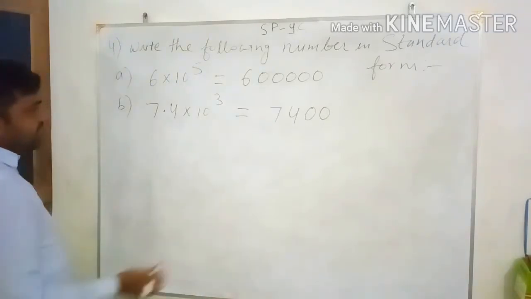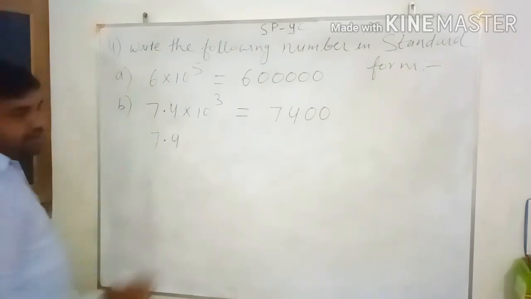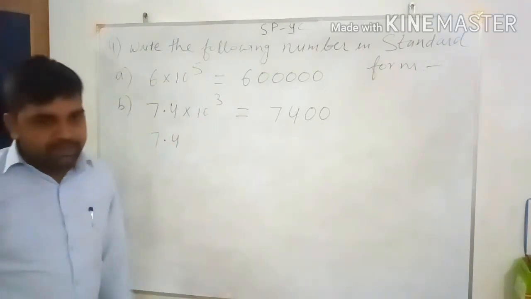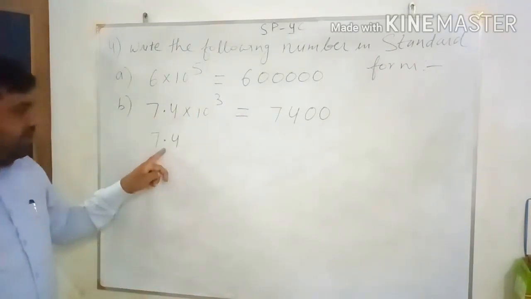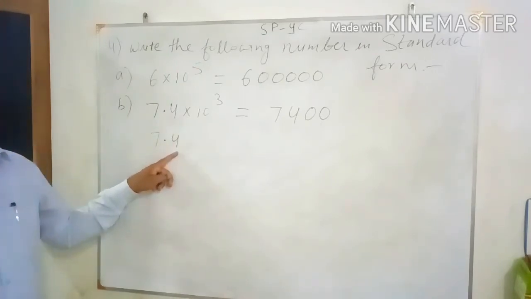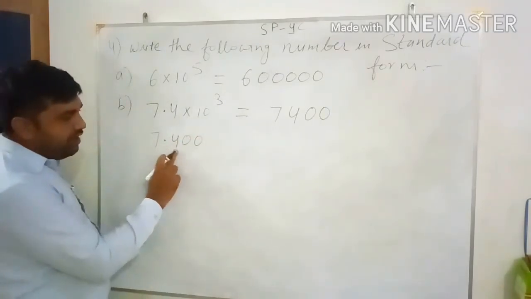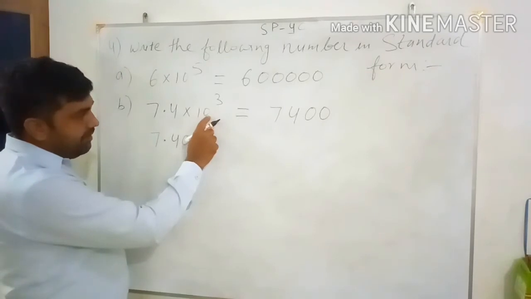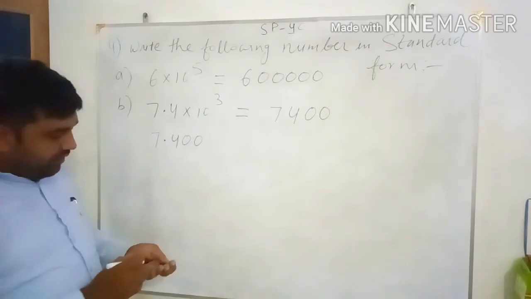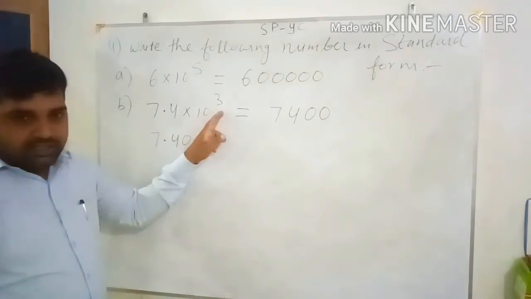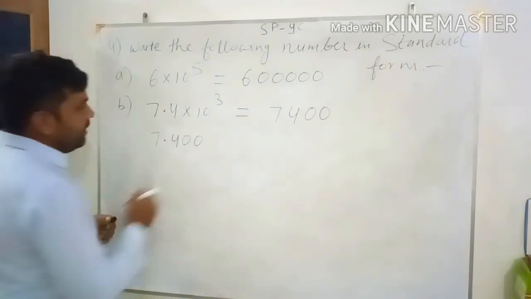Now you can understand it like this also. Suppose this number is 7.4, and here the power of 10 is 3. This means there should be 3 digits after the decimal. But here there is only 1 digit after the decimal. So how do you make 3 digits after the decimal? Add 2 zeros after this 4. Now see, after the decimal there are 1, 2, 3 digits. As the power of 10, that many digits must be after the decimal in the number. You put it.